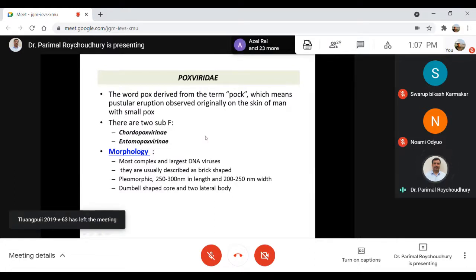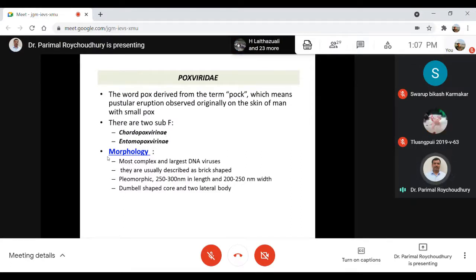So, Poxviridae is a family that includes Chordopoxvirinae and Entomopoxvirinae. Entomopox includes all the insect pox viruses. Not only the higher animals, even insects suffer from pox virus infection. So we are more concerned about the Chordopoxvirinae subfamily, which includes most of the pox virus infections of humans as well as animals.